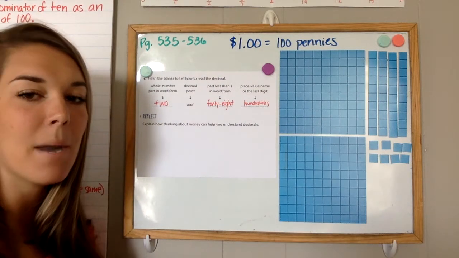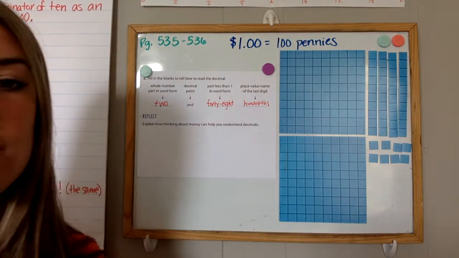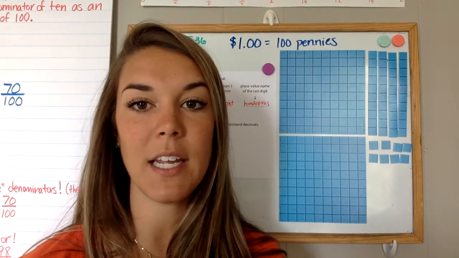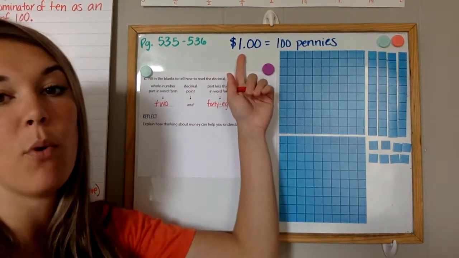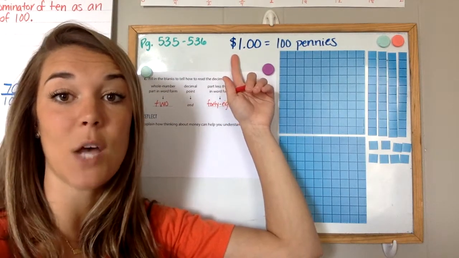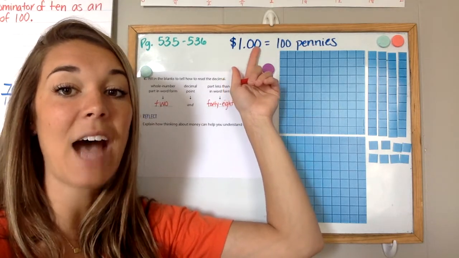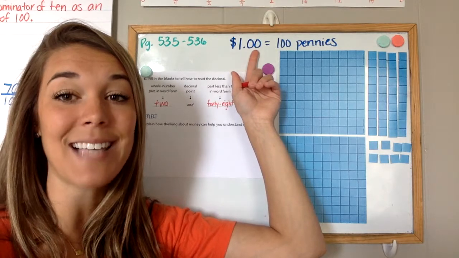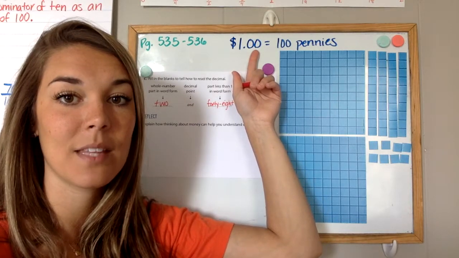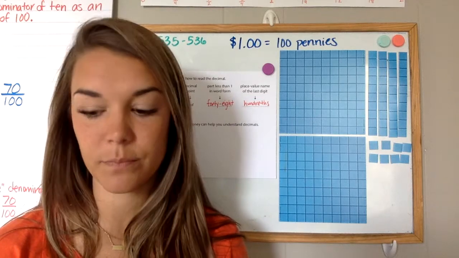Explain how thinking about money can help you understand decimals. So we'll just chat about that for a minute. So we know money, when you look at it, there's going to be a decimal point, right? The numbers before the decimal point tell you how many dollars you have. The numbers after the decimal point tell you how many cents, right? The cents are what is left over to the dollar.